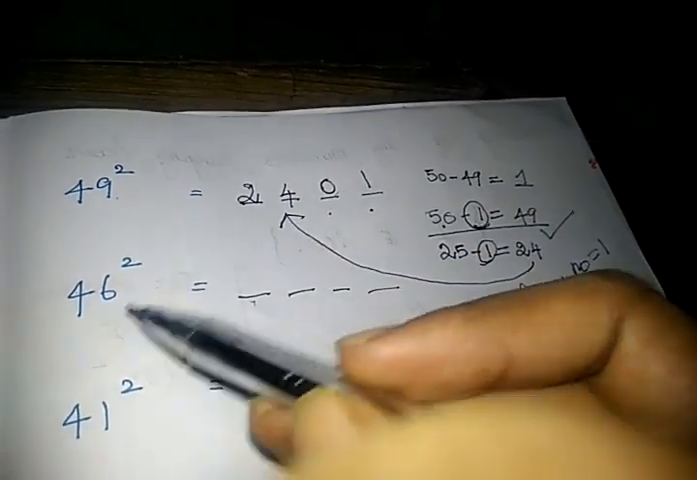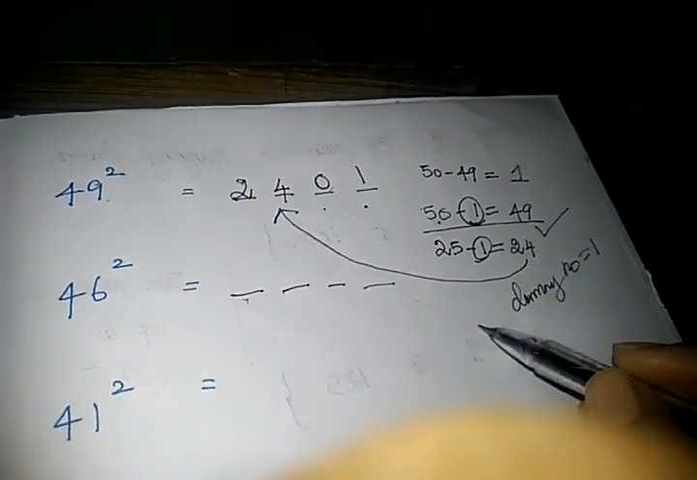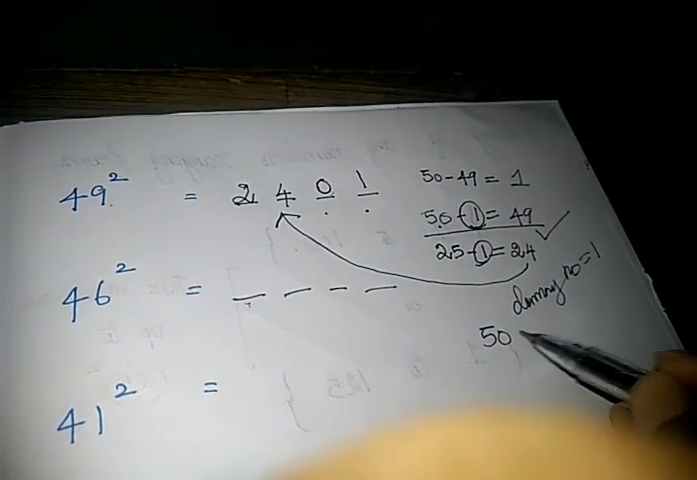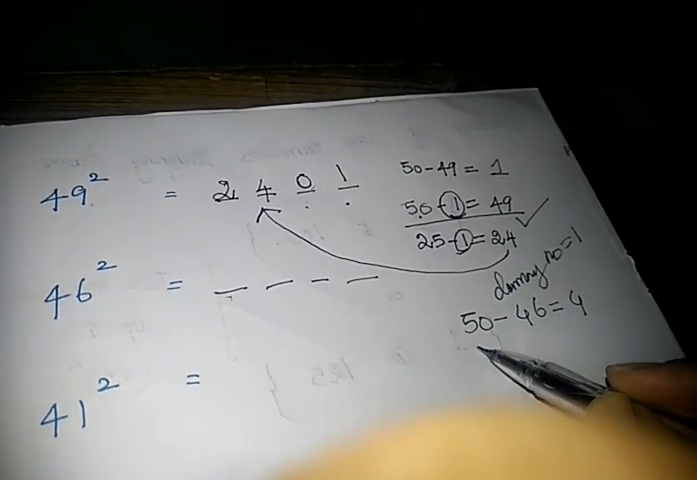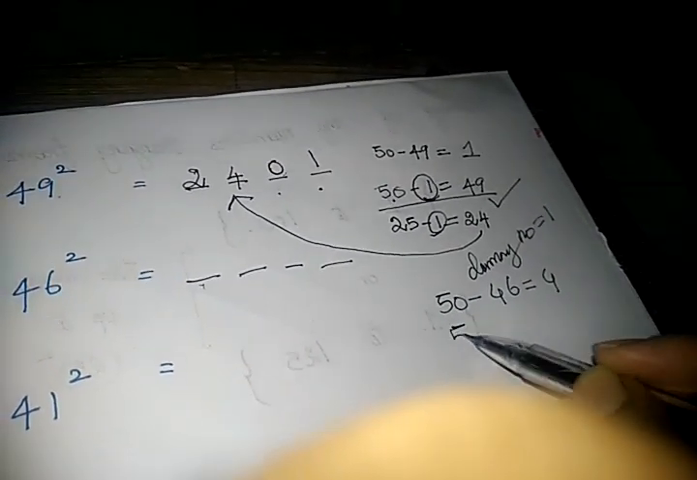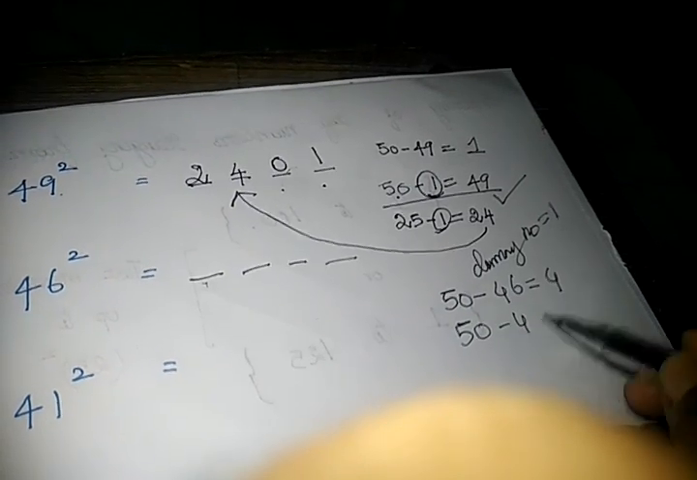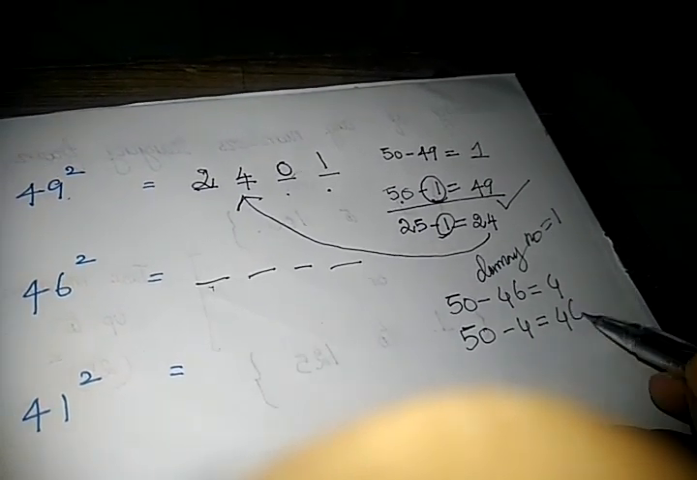It is given 46 square. So here take 50 and 46. What is the difference? Simply it is 4. So don't write it like this. Automatically you can come to the first thing, that is 50 minus 4 can be 46. Always write 46 in terms of 50.